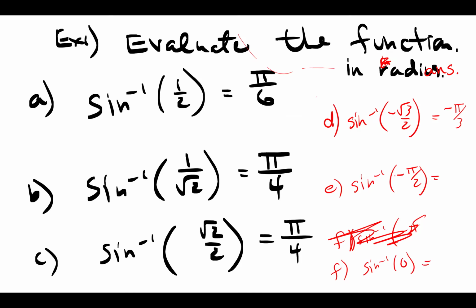All right, how about sine inverse of negative pi/2? Going the negative way into quadrant 4. Oh, I'm so sorry. It's supposed to be -1 here. So sine inverse of -1, and the answer would be negative pi/2, right? Okay, sine inverse of 0.